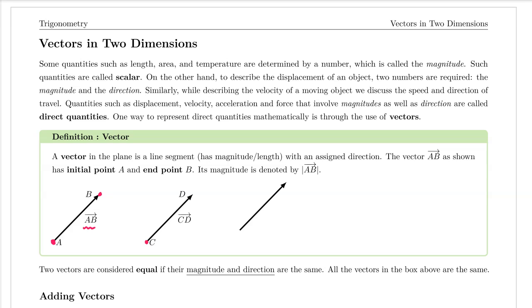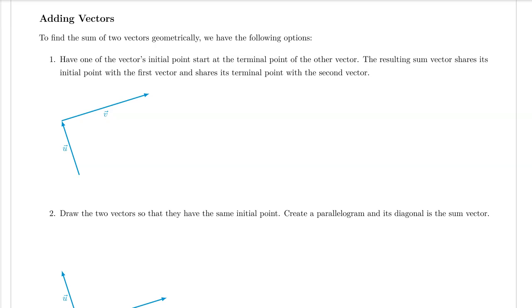Similarly, if I have an initial point of C and an endpoint of D, then we call this vector CD. And we could really do this with anything. Let's say this point is O and this point is P, then we would call this vector OP, and we would just put a little arrow above it. 2 vectors are considered equal if their magnitude and direction are the same. All of the vectors that we just showed up above in this box are the same vector, even though they have different names.